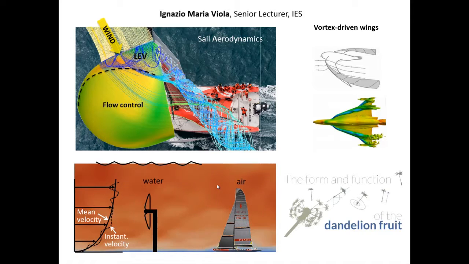What do these vortices do? How do we control them? How can we exploit them to design better sails? These vortices are typically used also by birds to fly, or used by airplanes to fly.